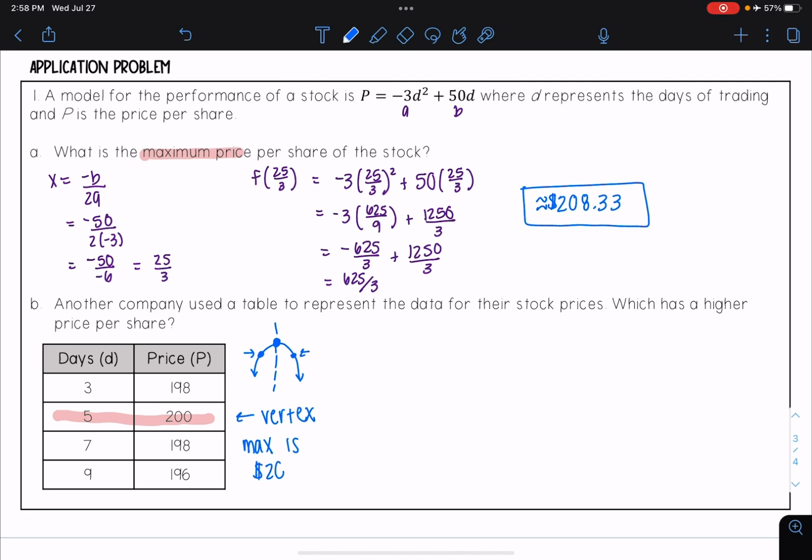So this one's $200 per share for this company. And so now I need to compare. Well, $200 is less than the 208 that we found above. So the first company has a higher price per share.